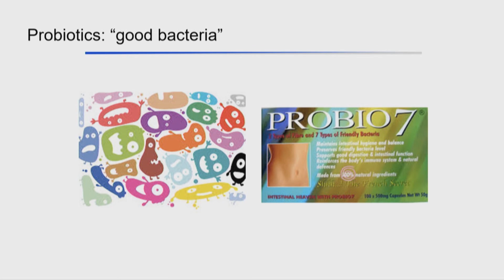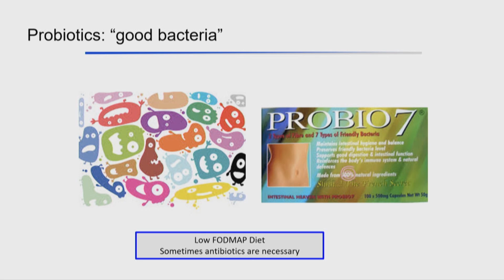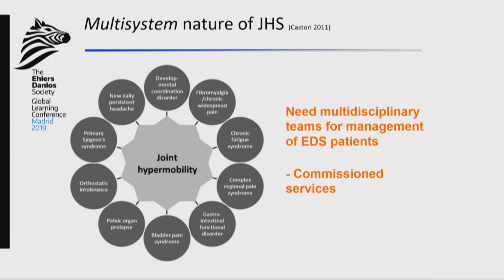Probiotics, there's no strong evidence, but in those with a lot of bacterial overgrowth, probiotics can be considered along with a low FODMAP diet. And sometimes we use antibiotics in patients with quite significant bacterial overgrowth. Rifaximin is a commonly used one.